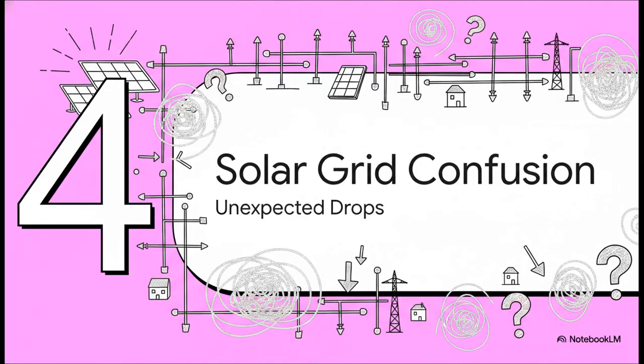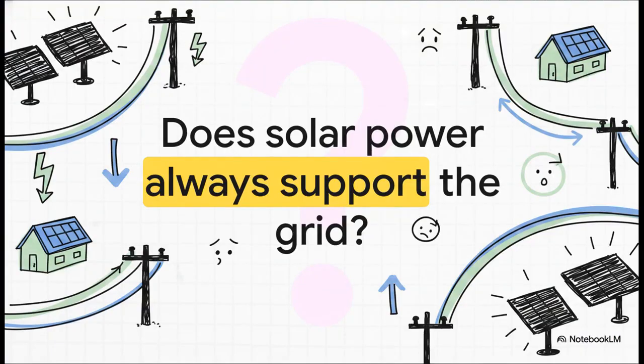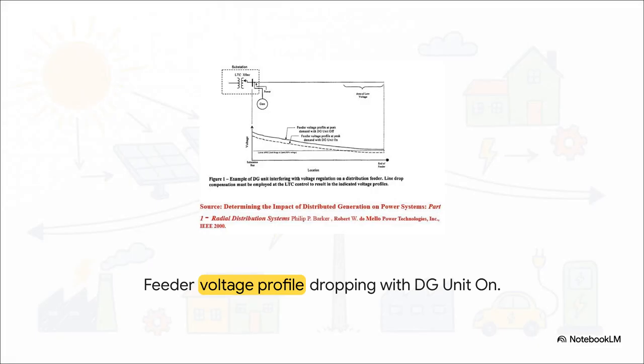All right, part 4, when solar confuses the grid. This is where we see some unexpected plot twists. So this leads us to a highly counterintuitive question. It's one that catches a lot of people, even some seasoned power professionals, completely off guard. We hear all the time that putting solar on the grid supports the grid, right? But does distributed solar generation actually always support utility voltage? Believe it or not, the answer is no.